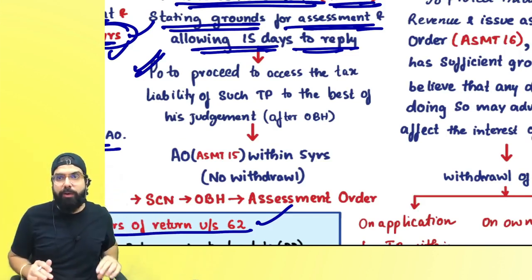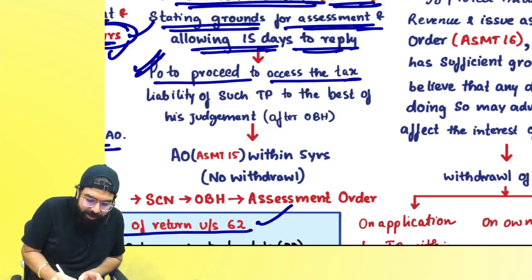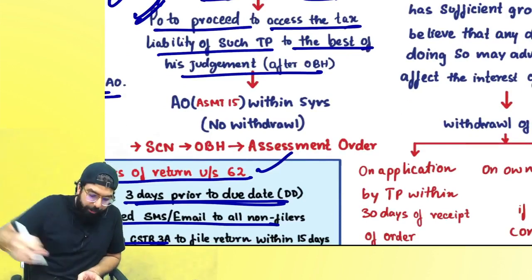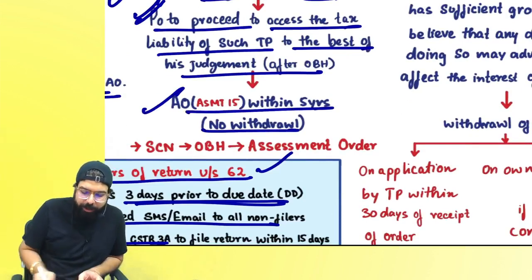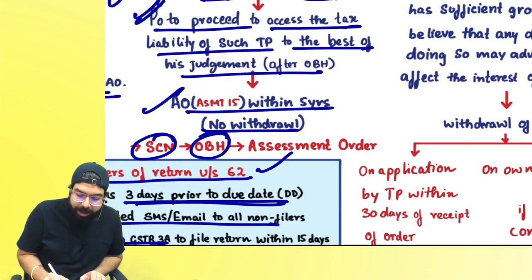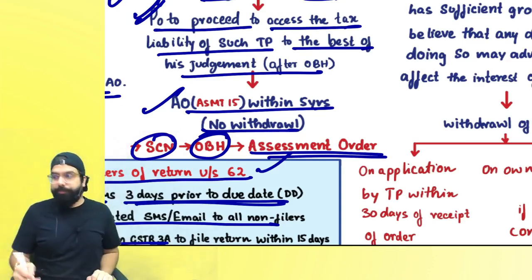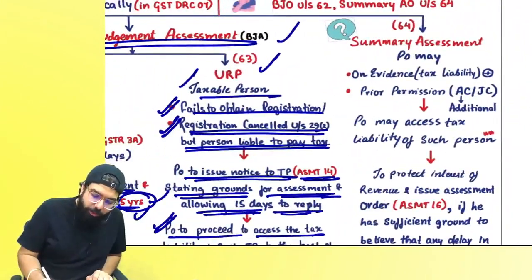If he doesn't find it valuable, then the proper officer will proceed to assess the tax liability of the person to the best of his judgment. After giving an opportunity of being heard, he will go ahead and pass an assessment order. Always remember one thing, here show cause notice was given, opportunity of being heard was given, and then the assessment order was passed. So, no withdrawal. Right, everyone? Then, the next one is section number 64.